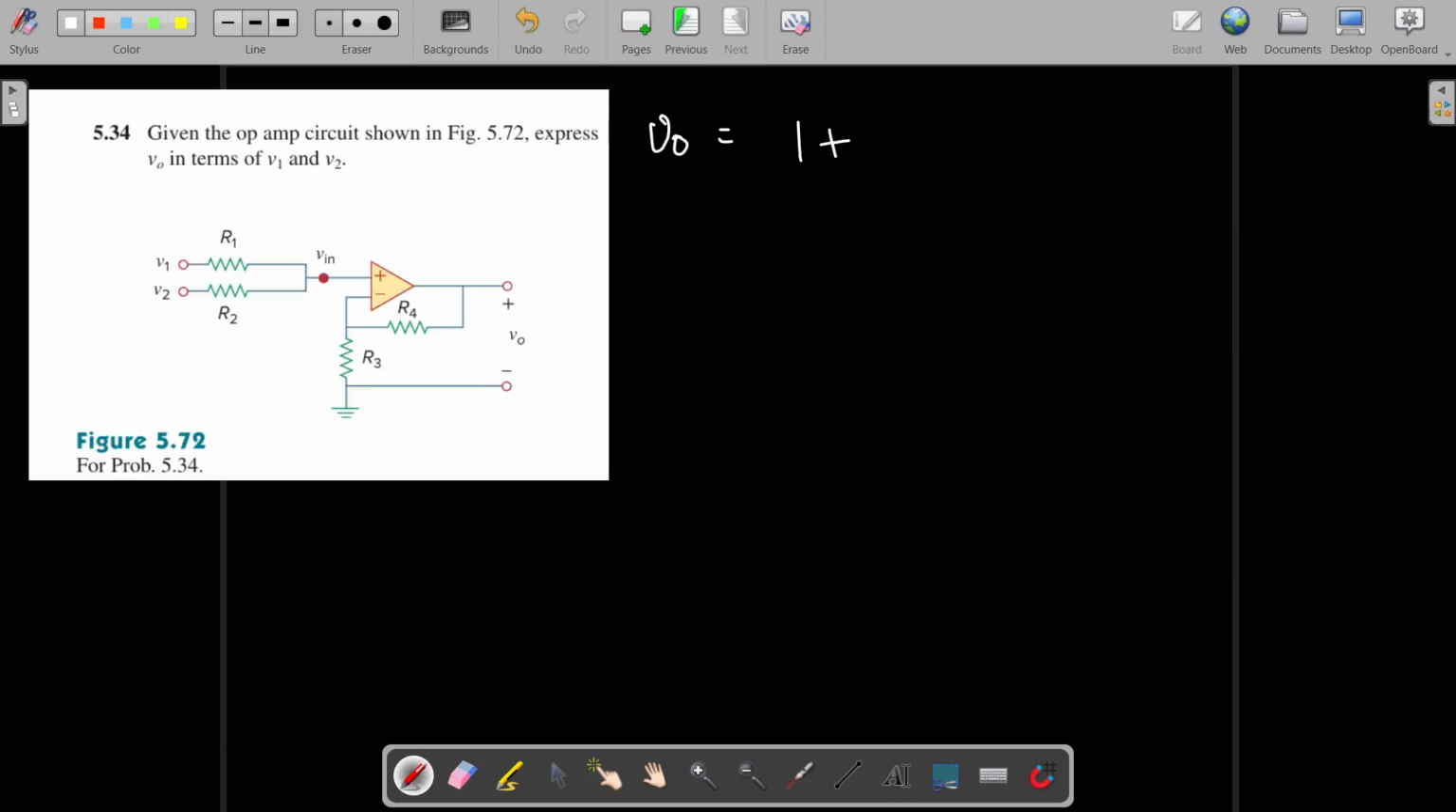So what is V0? V0 is equal to 1 plus RF by R1. Instead of RF we put R4 divided by, instead of R1, R3, multiplied by this Vin. So we need to find out what this Vin expression is. To find it, we can apply KCL. We can mark this as the input node.